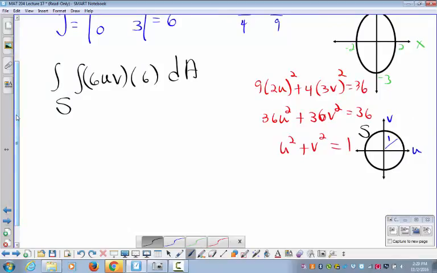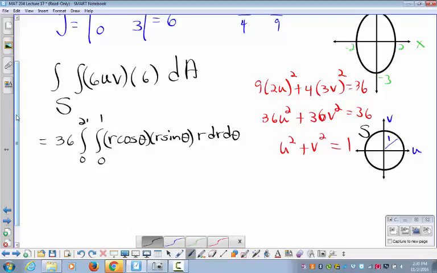All right, so then we can do more conversions. So we have 36 double integral of u times v. Well, we're just going to convert to polar, just like we use x equals r cos theta, we're going to let u equal r cos theta. And instead of y equals r sine theta, we're going to let v equal r sine theta, because v is vertical and u is horizontal. So 36 is factored out to the front. Then in here we have r cos theta times r sine theta. And then the differential dA becomes r dr d theta. R is going 0 to 1, theta is going 0 to 2 pi.